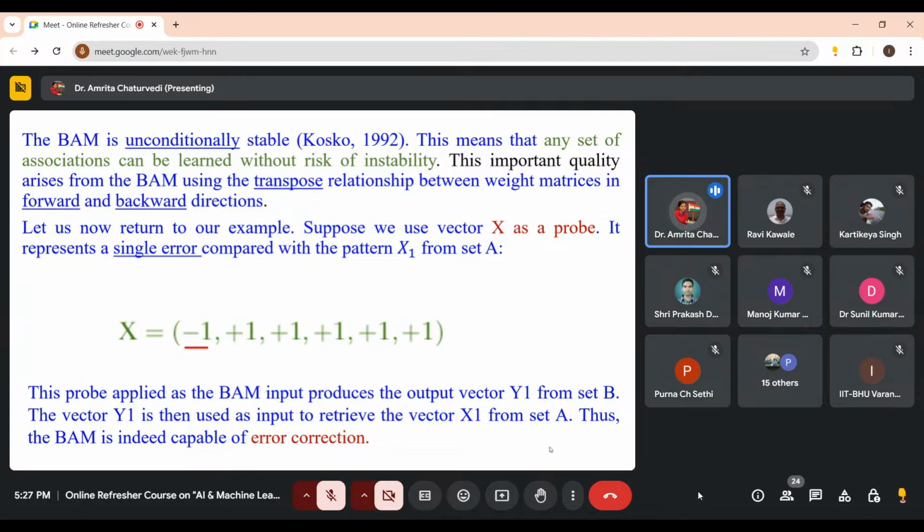Now this x1 is a known vector. So this BAM is capable of error correction. As soon as you get x1, you are able to know that, okay, the first value was changed. From 1, it was changed to minus 1. So this can even correct the errors.